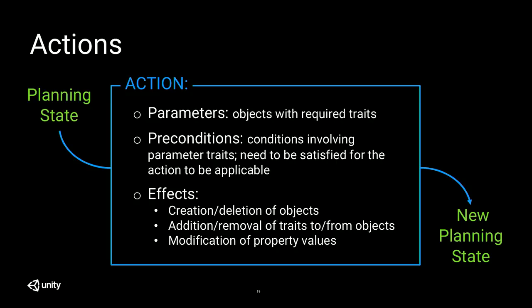And then formally, an action would have three main things: parameters, preconditions, and effects. So parameters are just that, the objects that we constrain in terms of the traits that we require of what objects would be candidates for an action. And then preconditions on those traits. So certain rules that you might have in your game or application about what must be necessary for those objects to be considered candidates again. And then finally, if the action takes effect, what those effects would be. So we might create or delete objects in our world. We might add or remove traits from those objects. Or we might simply just modify the property values.